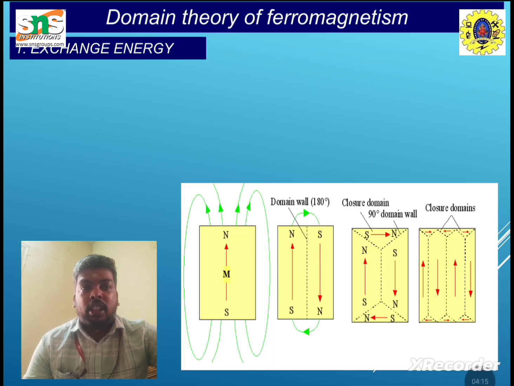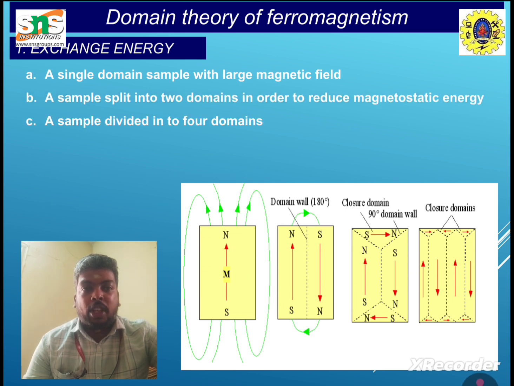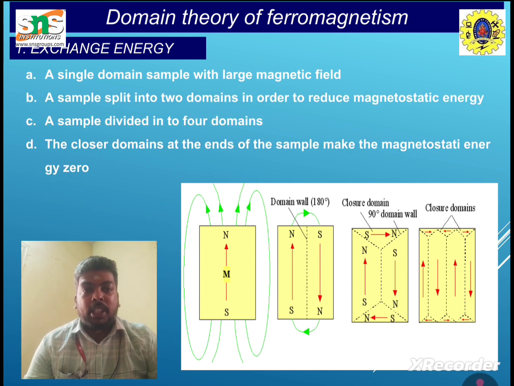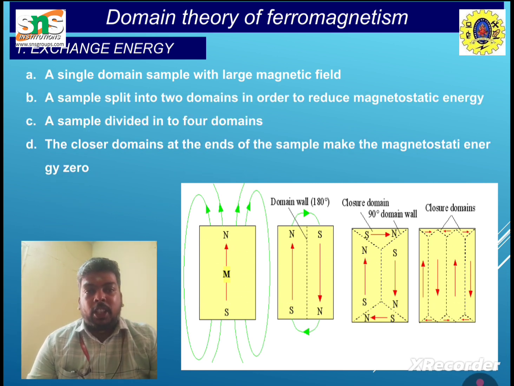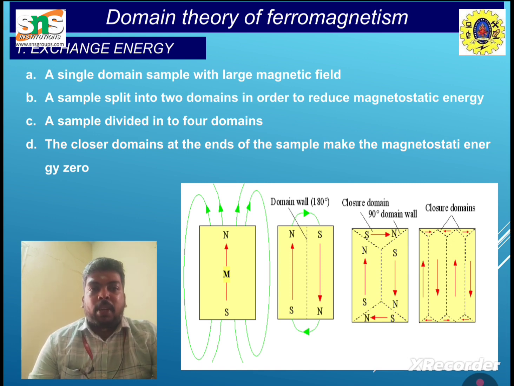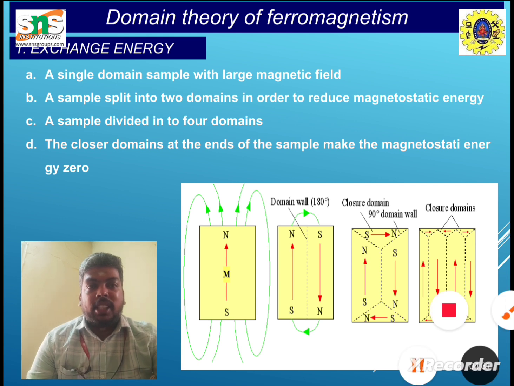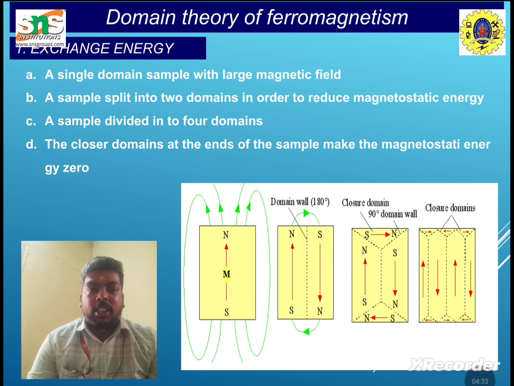This was explained by the domain theory, that is, the movement and rotation of the magnetic domains in a particular material is explained by the domain theory of ferromagnetic materials. There are four types of energy involved in the magnetization process: exchange energy, anisotropic energy, domain wall energy, and magnetostrictive energy. So in this class we have seen the basics of ferromagnetic material.